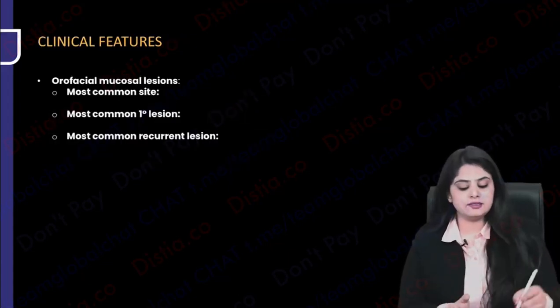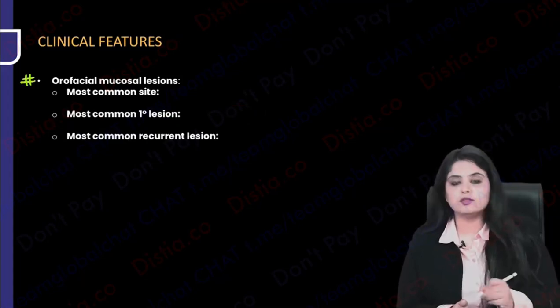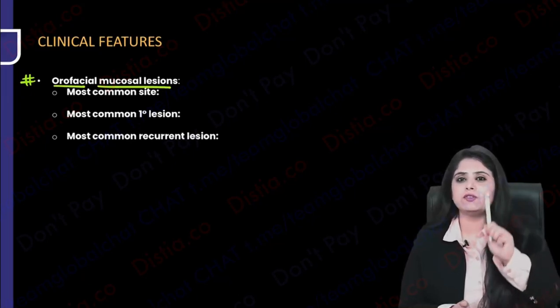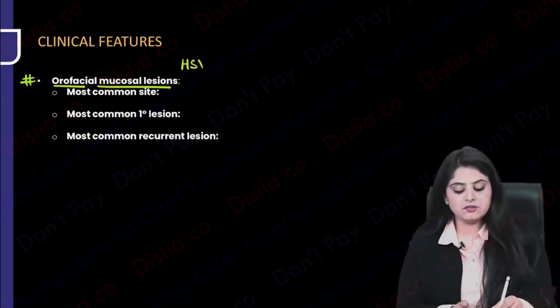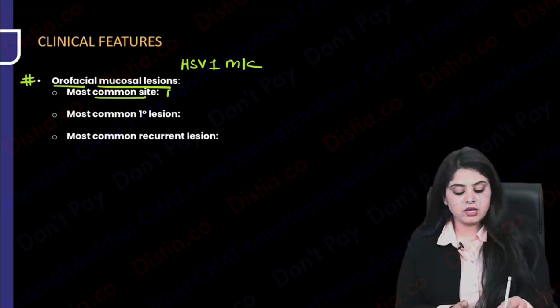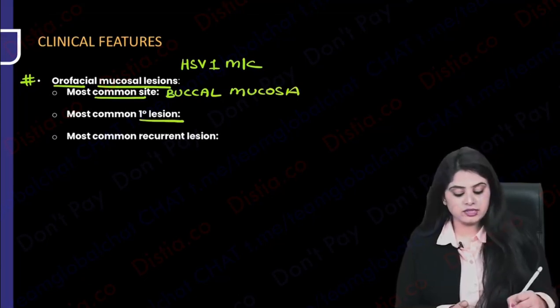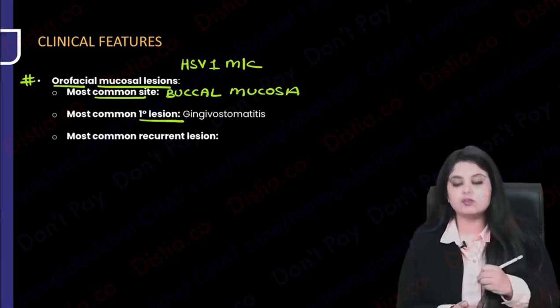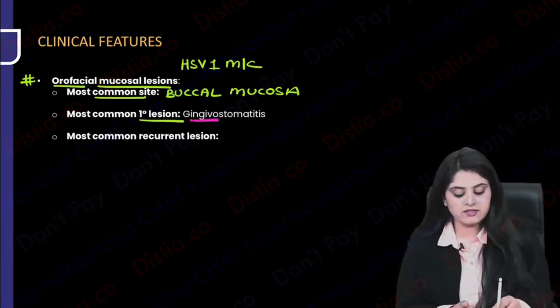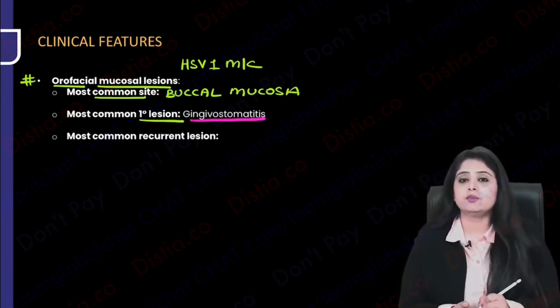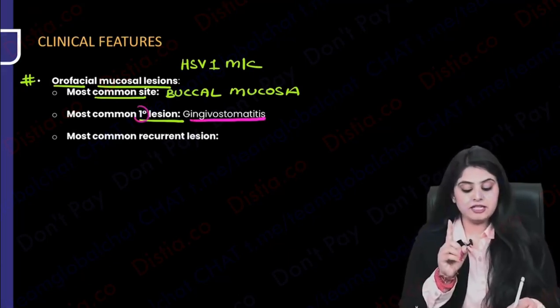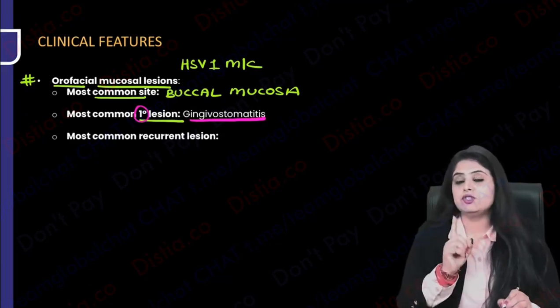Now let's go into the details. They say there is a case of herpes with orofacial mucosal lesions. Orofacial, HSV1 or 2? Of course, we will say HSV1 is going to be more common. But what is the most common site where it's going to occur? Most commonly, it's going to be the buccal mucosa. And what is the lesion in the buccal mucosa? It is gingivostomatitis. So the lesion you will have in the buccal mucosa is gingivostomatitis, the primary lesion. If a lesion is happening the first time, it is gingivostomatitis.